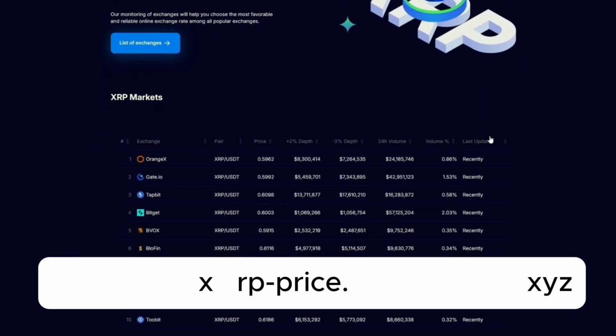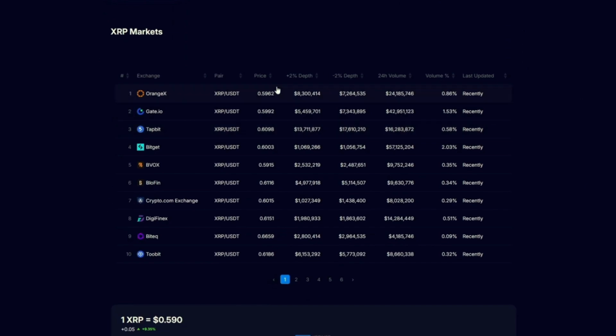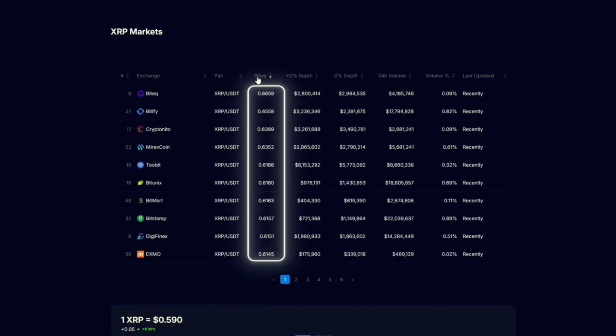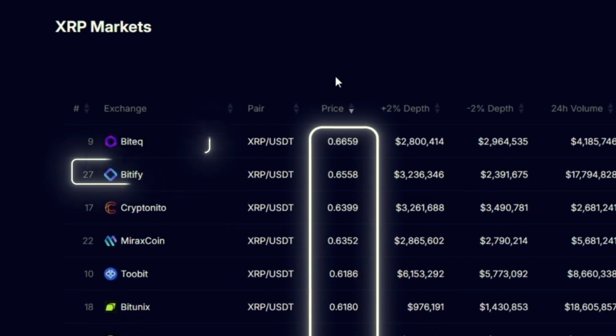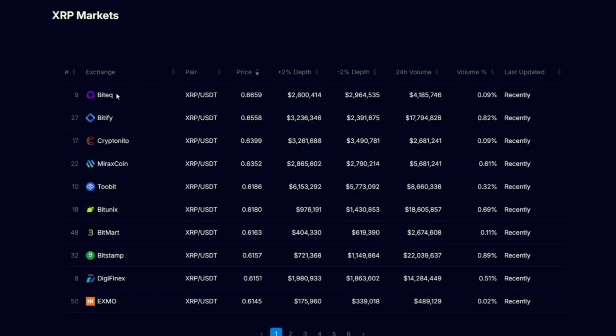Step 1. Go to the XRP Price website. Scroll down to the XRP Market section, then sort platforms by price. As you can see, on some platforms, the XRP rate is much higher than on others. Step 2. Now we need to select the platform with the best XRP rate and sign up there. I chose BCH because it had the best rate at the time of recording this video, but I recommend checking the rate before you start your arbitrage cycle.